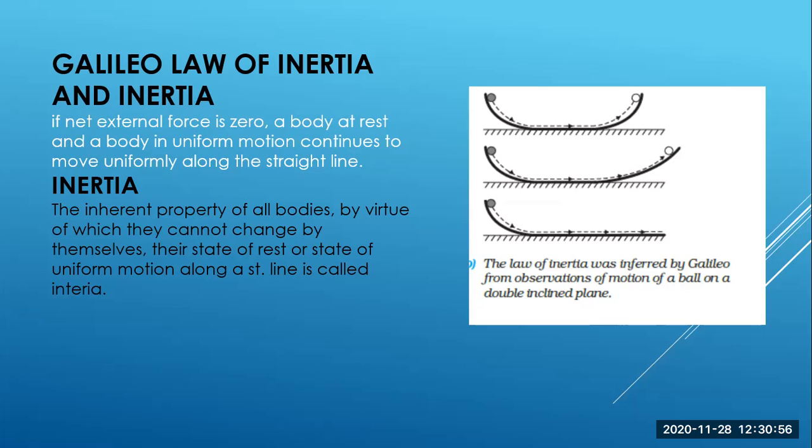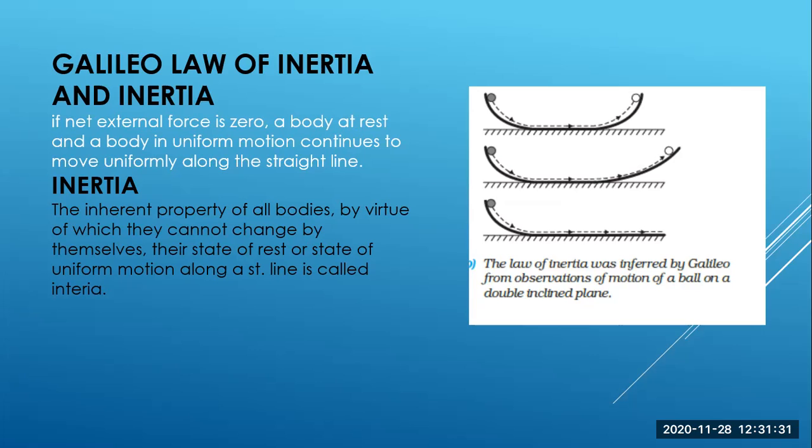So basically, what is inertia? It's written: it's an inherent property of all bodies, by virtue of which they cannot change by themselves their state of rest or state of uniform motion along a straight line. You need to really remember and understand this. If a body is in motion, it will continue to be in motion. If a body is at rest, it wants to continue to be in the state of rest.